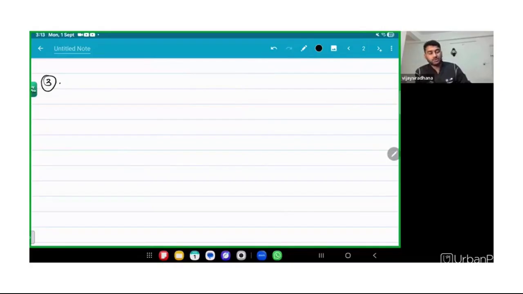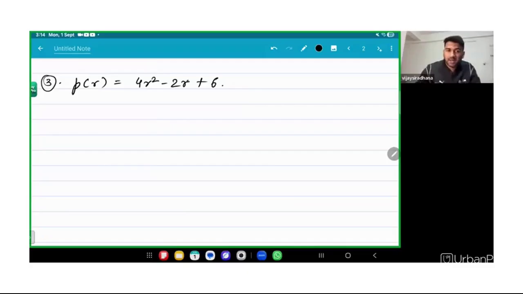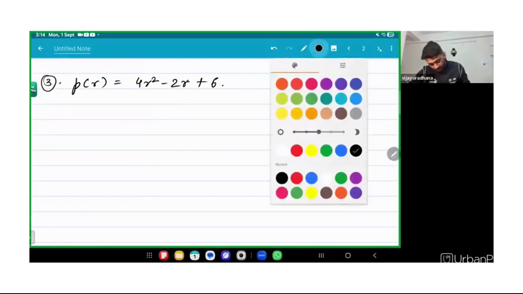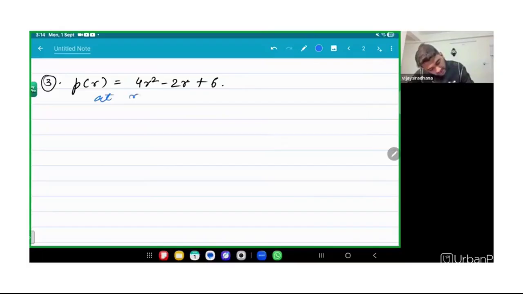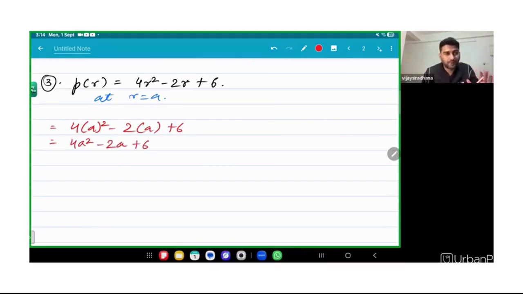Example number 3. Suppose there is a polynomial p of r equals 4r square minus 2r plus 6. Now what if I put r equals a? At r equals a, what will be the value of this polynomial? The same thing we need to do here also. So 4 times a square minus 2a plus 6. So this one would be 4a square minus 2a plus 6. So this one will be the value of the polynomial.